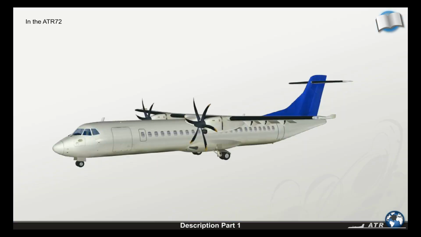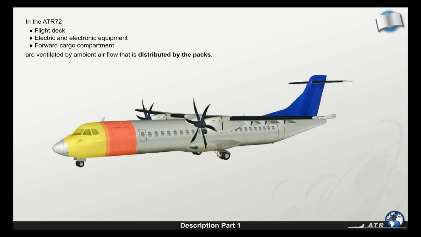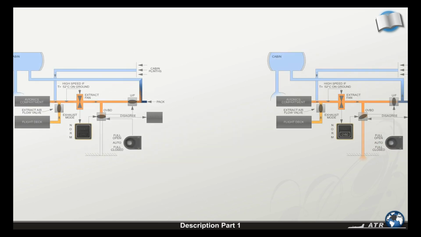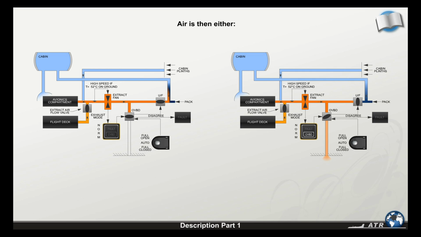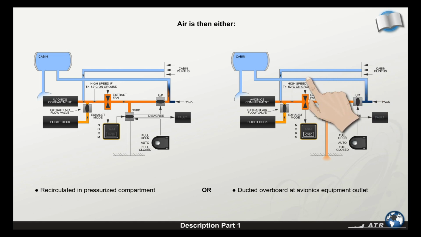In the ATR 72, the flight deck, the electric and electronic equipment, and the forward cargo compartment are all ventilated by ambient airflow that's distributed by the packs. The air is then either recirculated in the pressurized compartment or ducted overboard at the avionics equipment outlet.